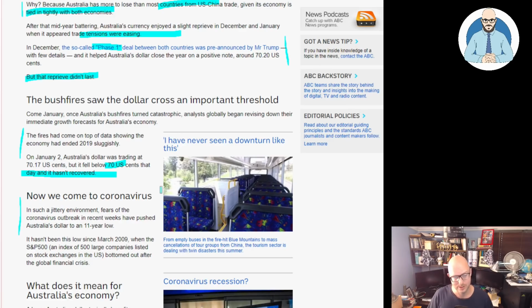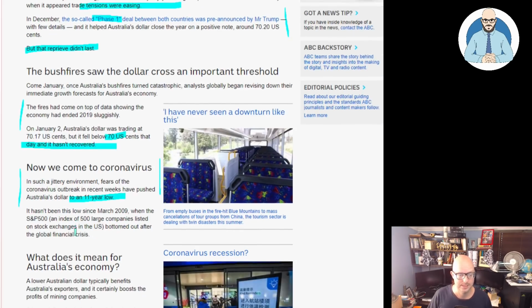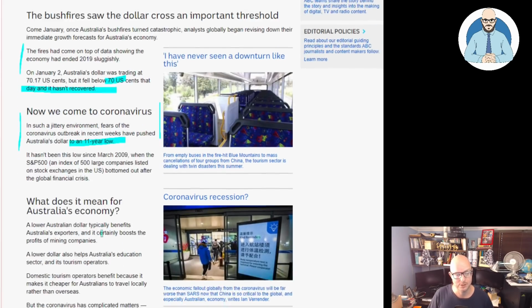So now we come to coronavirus. In such a jittery environment, fears of the coronavirus outbreak in recent weeks have pushed Australia's dollar to an 11-year low. It hasn't been this low since March 2009, when the S&P 500, an index of 500 largest listed companies on the stock exchange in the US, bottomed out after the GFC.